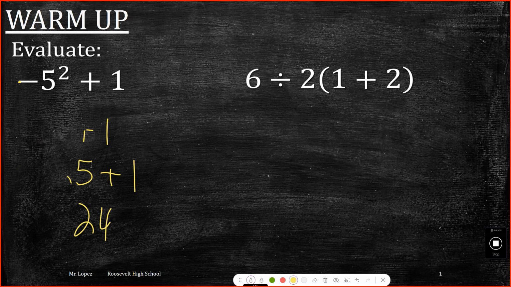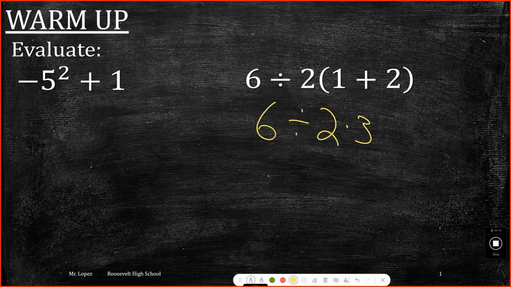The problem is bad habits. Okay, if you have bad habits, then you get these problems wrong. My story goes to parentheses. 1 plus 2 is 3. Division and multiply, whichever one comes first out of division and multiply, that's the one you're going to do first. 6 divided by 2 is 3, times 3 is 9.